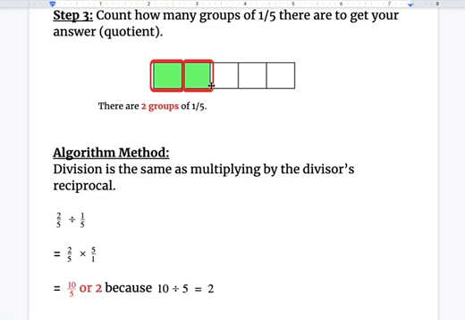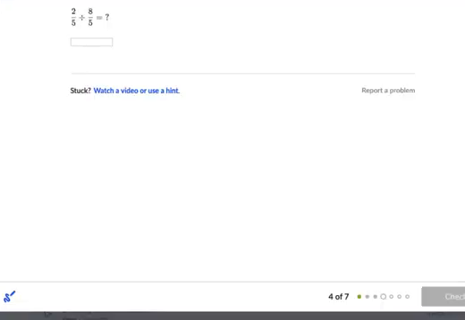There are 2 groups of 1/5 in 2/5, which makes sense. 1/5 plus 1/5 is 2/5. So there's 2 1/5 in there. So that's dividing fractions. Let's take a look at some examples, because it can get more tricky. Go ahead and pause your video and see if you can solve this problem using the tape diagram method and the algorithm method, because you will need to know how to do both of them.